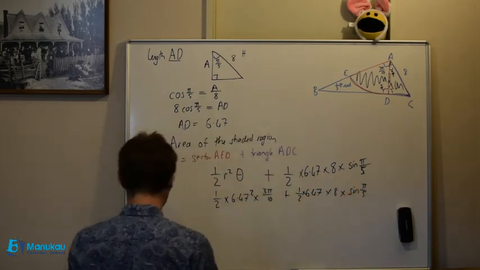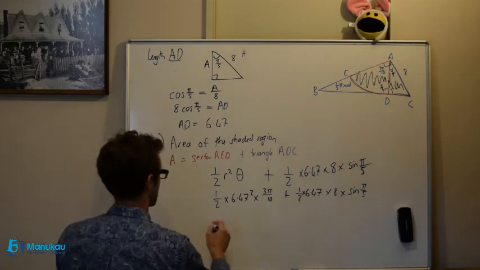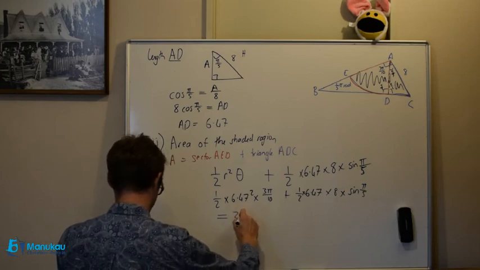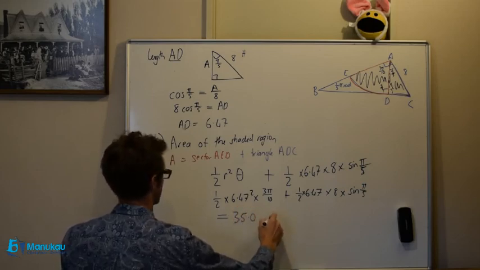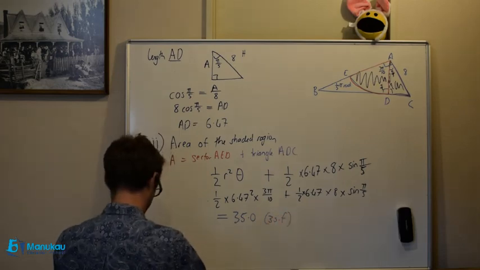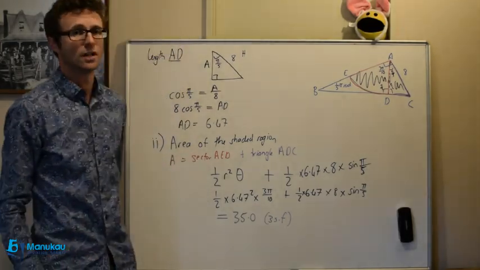Now when we do this, and I will just quickly do this now to check that I have the right thing, it equals 35.0 to 3 significant figures. So that's how you do the second question in the test.